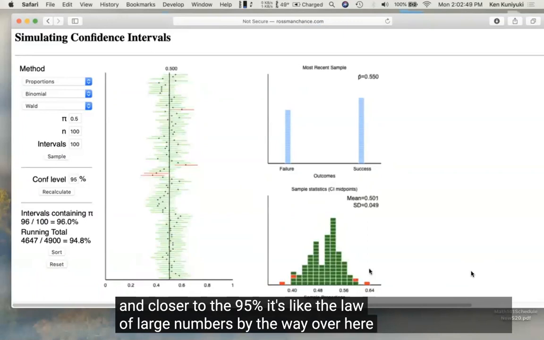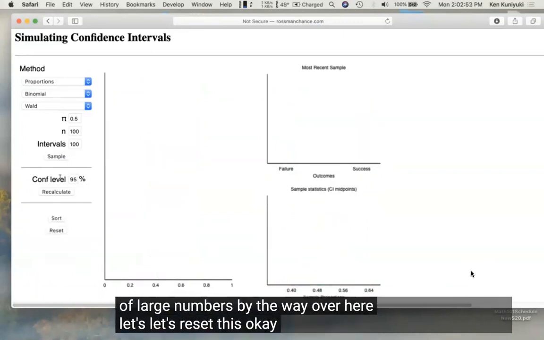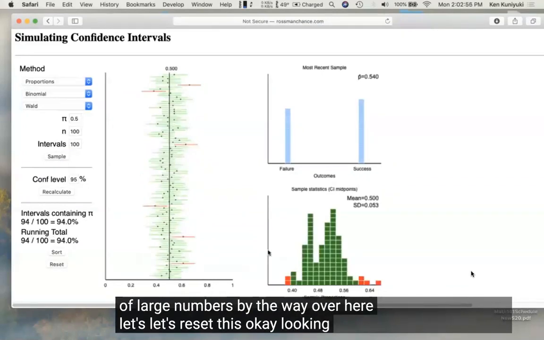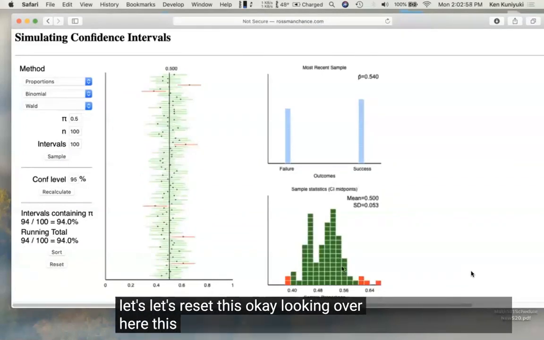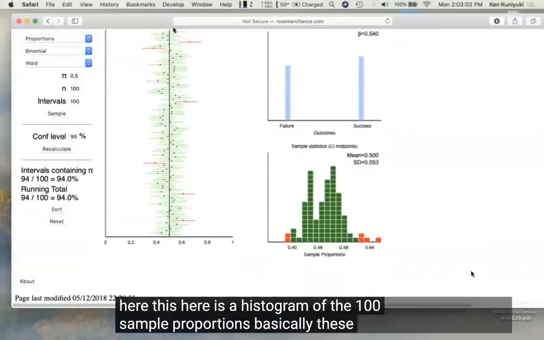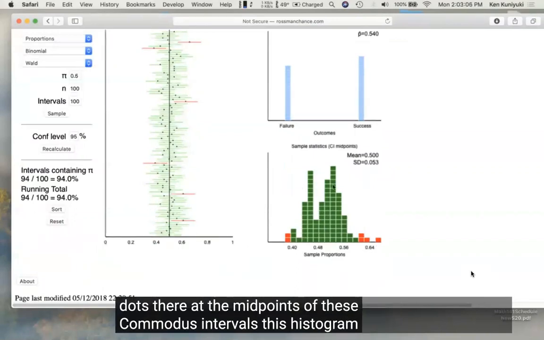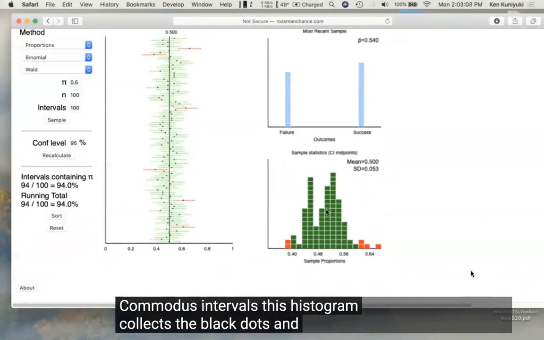By the way, over here, let's reset this. Okay. Looking over here, this is a histogram of the 100 sample proportions, basically these black dots that are at the midpoints of these confidence intervals. This histogram collects the black dots.